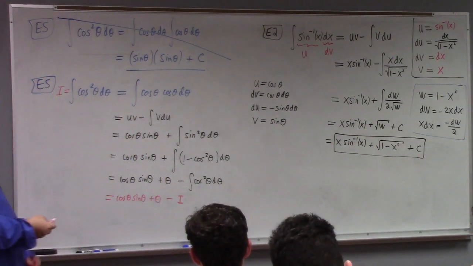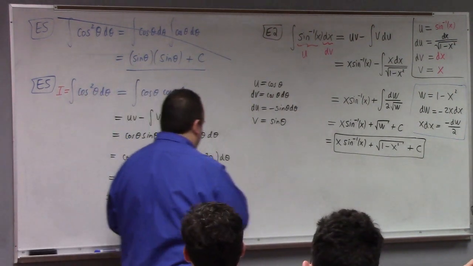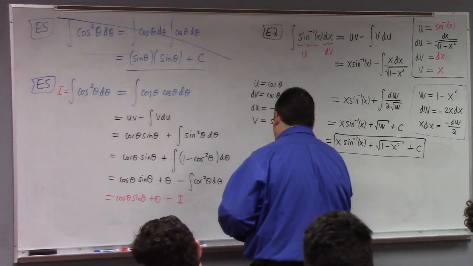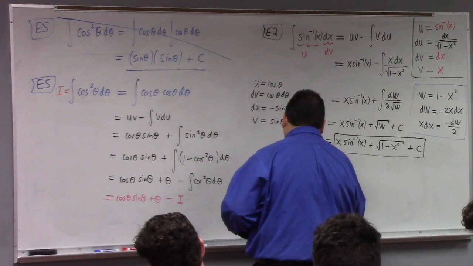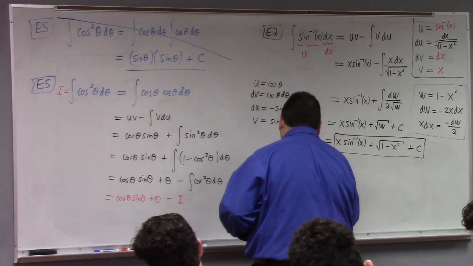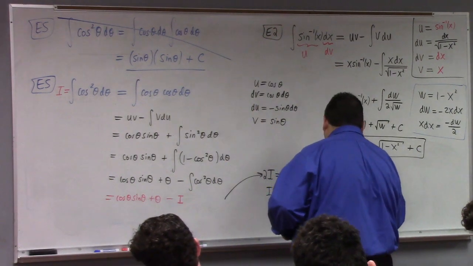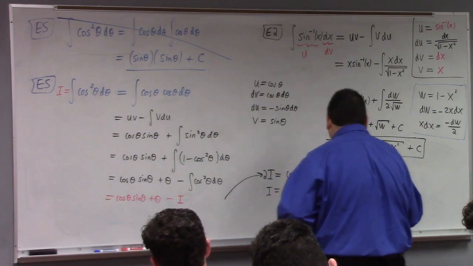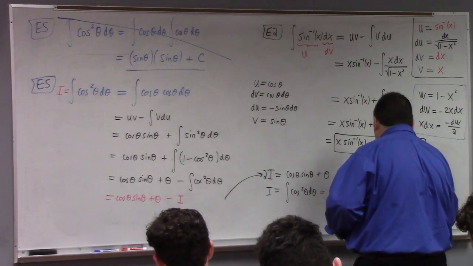So what's I equal to? Do algebra, solve for it, right? So solving for I, we get 2I is equal to cosine theta sine theta plus theta, which is to say that I, which is the integral of cosine squared theta d theta, is in fact 1/2 of cosine theta sine theta plus theta. And then we add a constant at the end because we know we're supposed to. There we go.